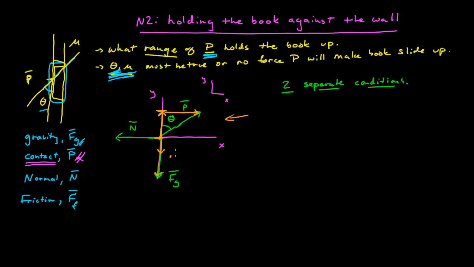So given that there's this condition where, depending on the magnitude of the pushing force, the frictional force changes sign, let's look at these two regions separately. First, we'll look at small values of this contact force P. In this regime, the frictional force points up because it's helping support the book from falling, because the contact force holding it up is small.